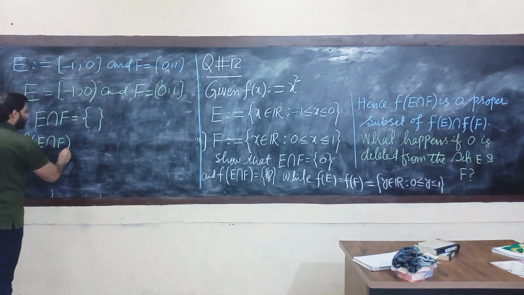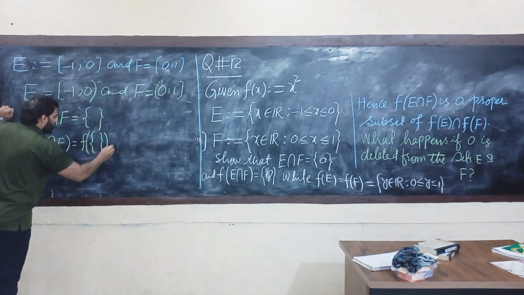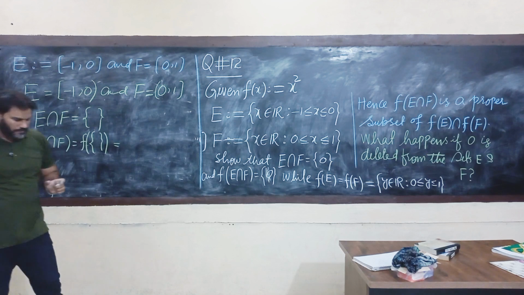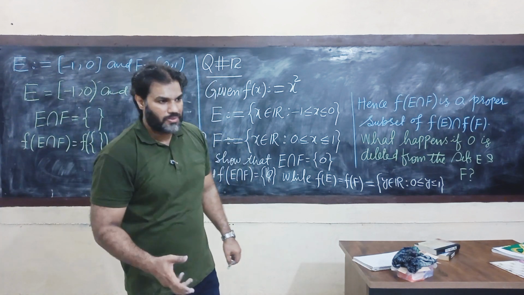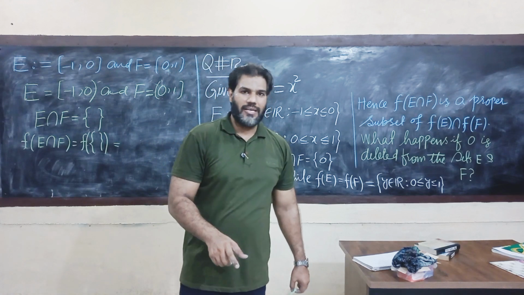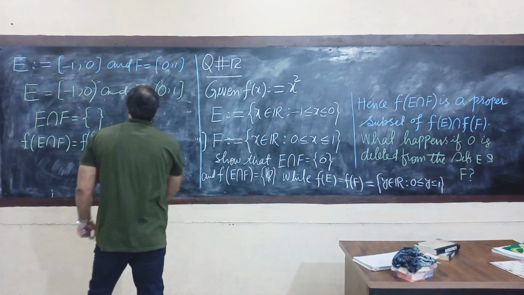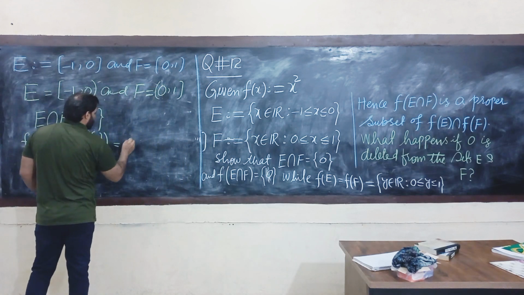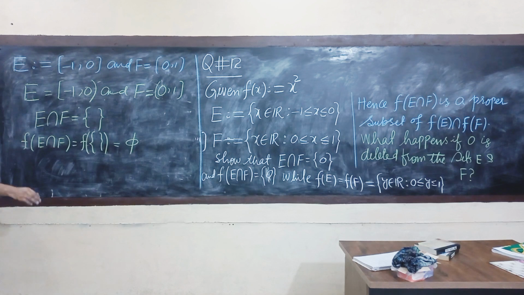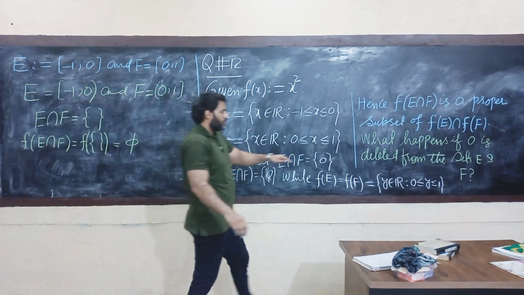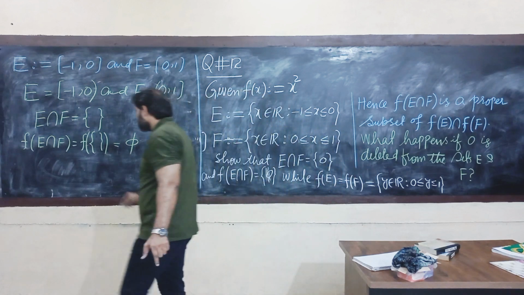under the mapping f, that is this, because the direct image is always calculated for a non-empty set. It is obvious that when our set is empty, then its direct image under any mapping f is always the empty set. So this is an empty set in this case. While the right hand side, f of E intersection f of F, what would this be?